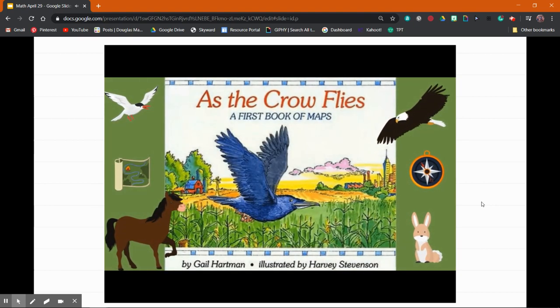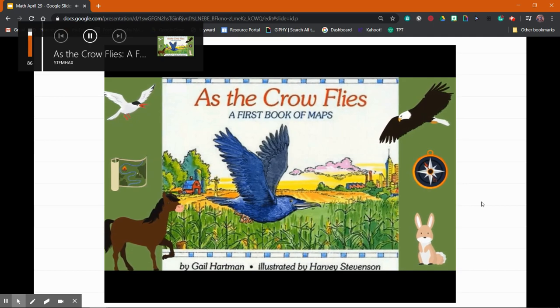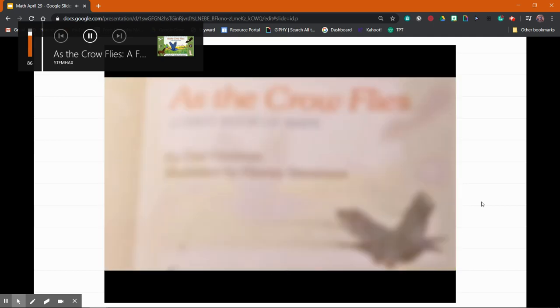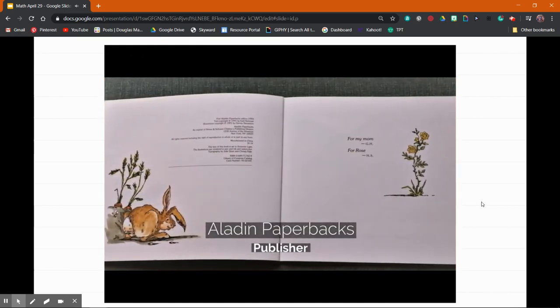As the Crow Flies, a first book of maps by Gail Hartman, illustrated by Harvey Stevenson. Published by Aladdin Paperbacks.